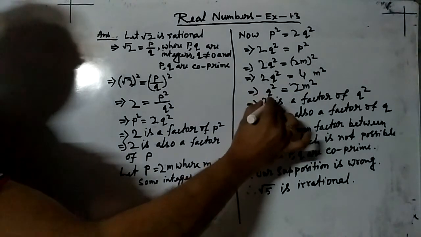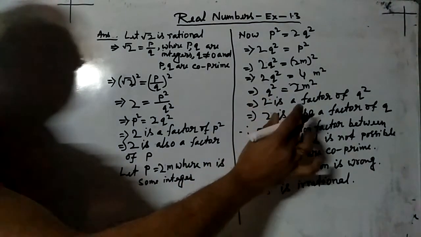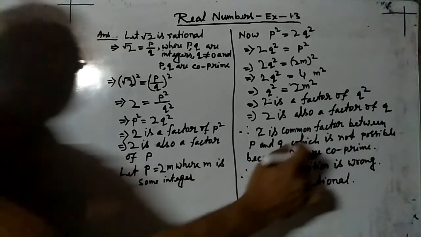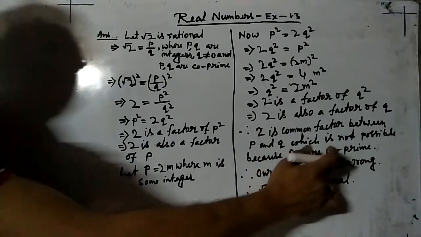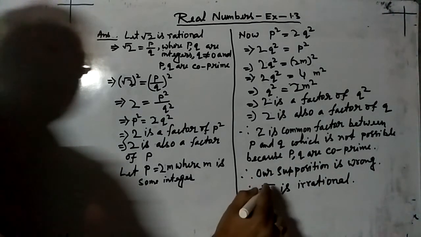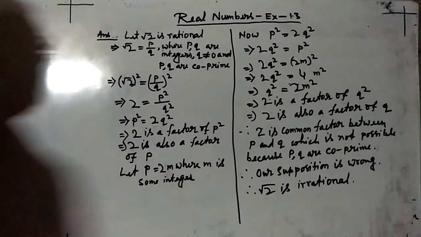Then 2 is a factor of q square. So 2 is also a factor of q. Then 2 is a common factor between p and q, which is not possible because p and q are co-prime. Therefore our supposition is wrong. So we can write root 2 is irrational.